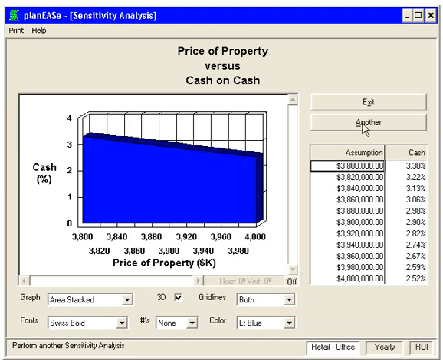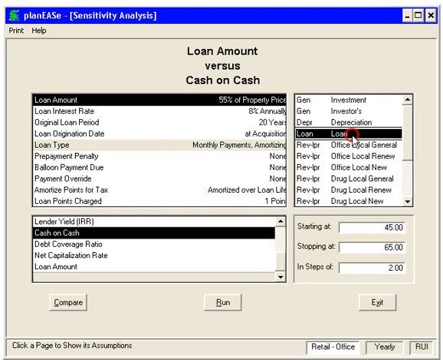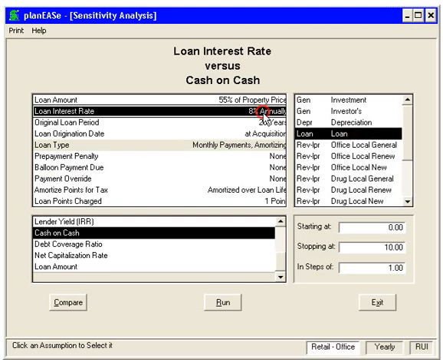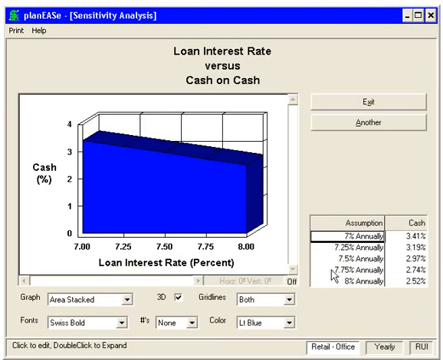If we click Another, we could also vary the loan itself. What if we varied the loan interest rate? How would that affect the cash on cash? Let's change that from 7% to 8% in steps of 0.25. And we run that, and that's changing the net operating cash flow. The NOI is the same, but we're changing the amount of debt service. The amount of the loan would still be the same because we're only varying the interest rate. So that's varying that part of the ratio.